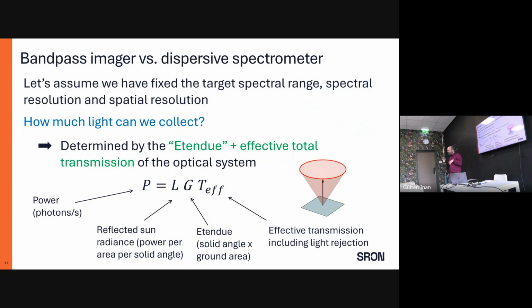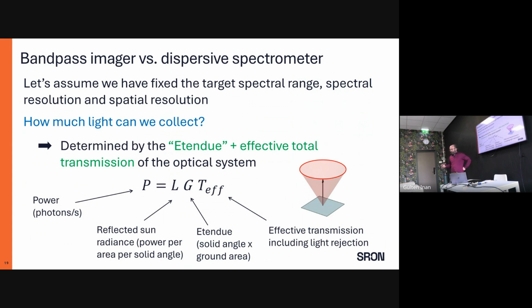Okay, so I've shown now 3 types: the dispersive spectrometer, bandpass imager, and Fourier transform spectrometer. And when I was putting those slides together, I was wondering, okay, why do we use those different types at all? I was especially wondering about the dispersive spectrometer versus the bandpass imager. If you want to get a new instrument, the question you have to ask yourself, especially, is how much light you collect, and that's basically determined by 2 main things, which is the étendue of your system and how much transmission you have.